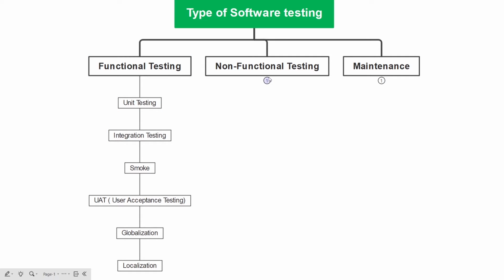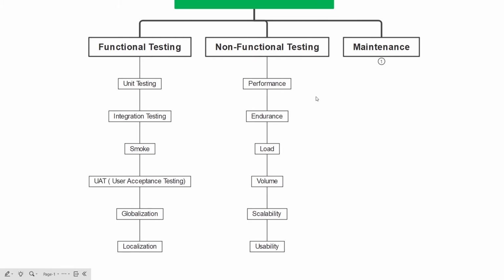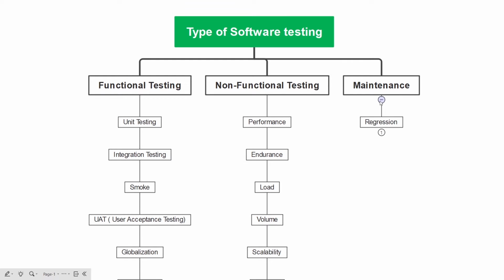So what is non-functional testing? It contains performance testing, endurance testing, load testing, volume testing, scalability and usability. These are the non-functional types. And the last one is maintenance. There are regression testing and maintenance. In maintenance, we can do regression and maintain our application.